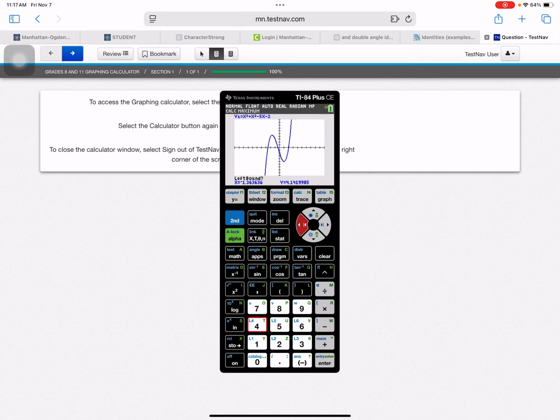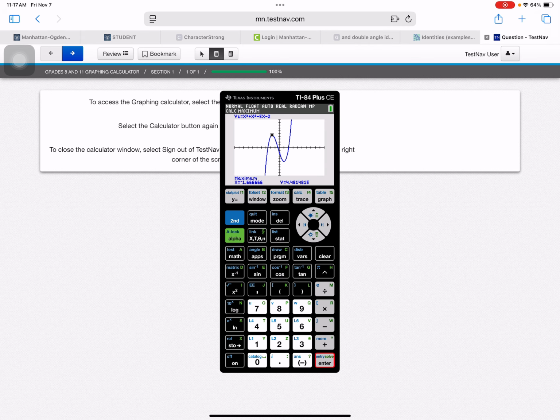We have to do left bound. Whoa, my cursor just went crazy. We want to be on the left side of the peak somewhere, and then scroll to the right side of the peak. And then for the guess, I'm just pushing enter. All right. Now, our max is 4.5 or 4.48.